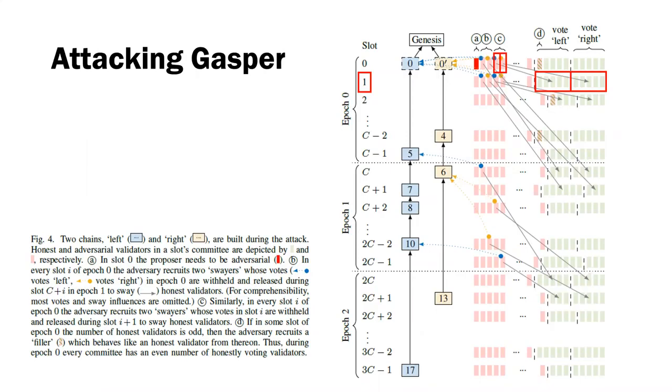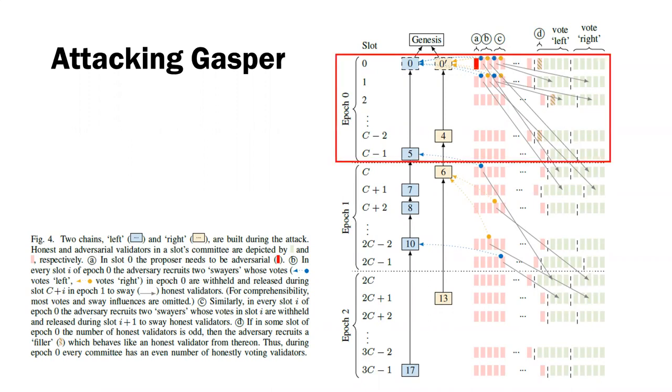So as a result, half of the honest committee members vote for the left block, and half of the honest committee members vote for the right block. Again, a tie. Since both proposals again have the same number of votes, the adversary applies the same strategy in the next slot, and so on.